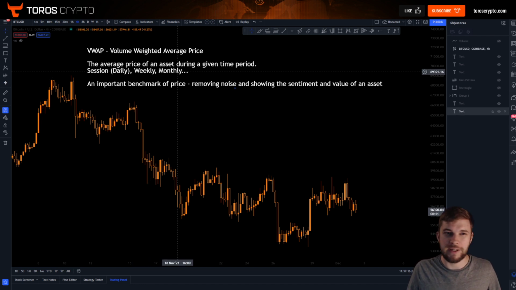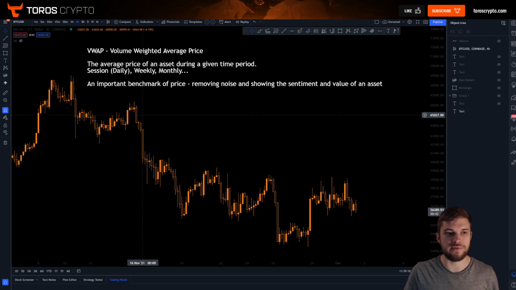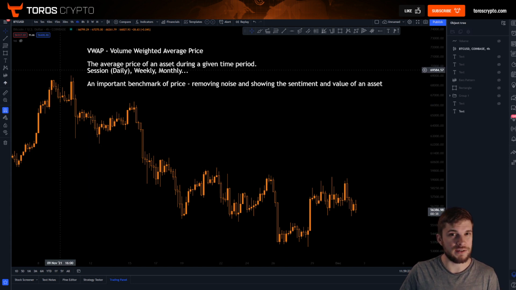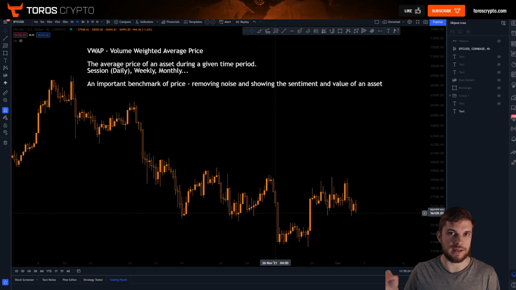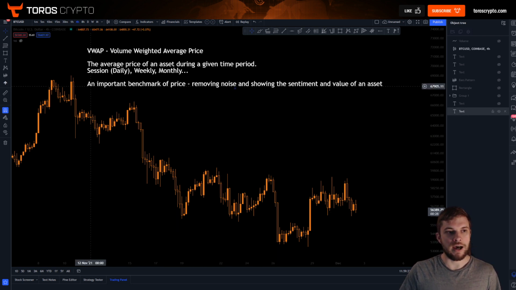You can use it on a monthly. And you can use it for a custom time period of your choosing, which is called an anchored VWAP. So if you want to choose your start point, then you can use something called an anchored VWAP, which we'll go over in a little bit more detail in just a second.